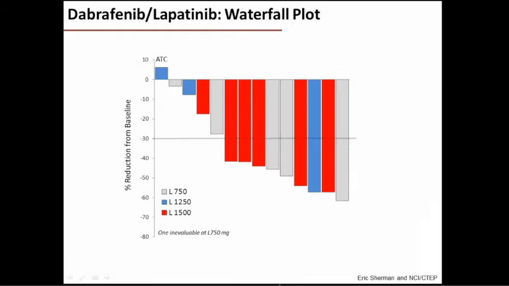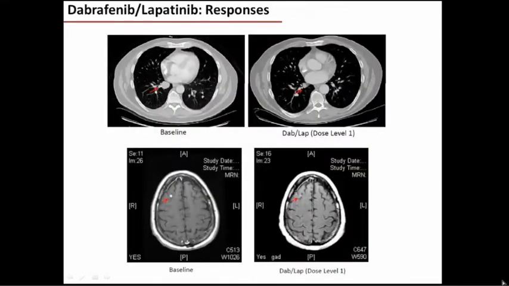And this is just essentially the waterfall plot. We don't need to go over it. But these are actually profound responses. This is a significant change. And some individual examples here of shrinkage of metastatic lesions in the lung and in brain.